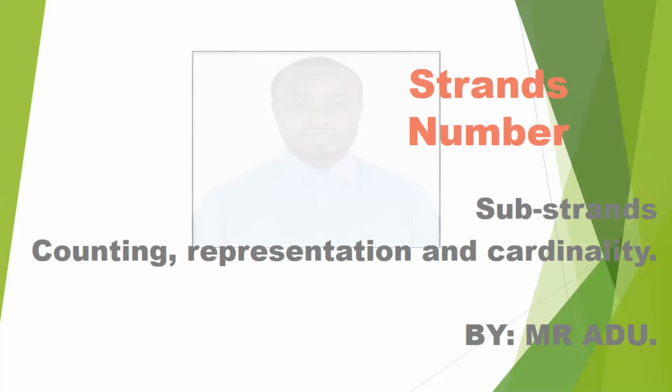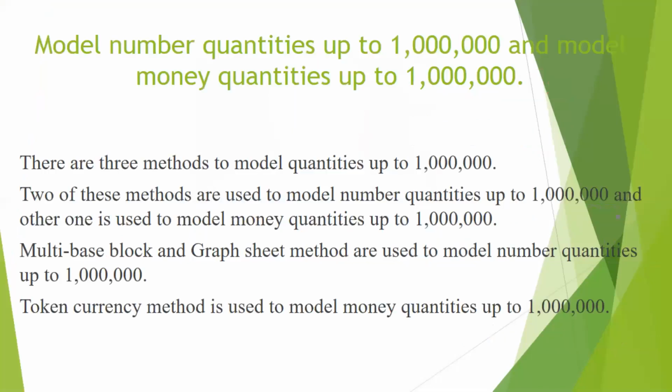Today, the main strand we are going to talk about is Number. Our substrand is Counting, Representation, and Cardinality. The substrand here is how to model number quantities up to 1 million and how to model money quantities up to 1 million.